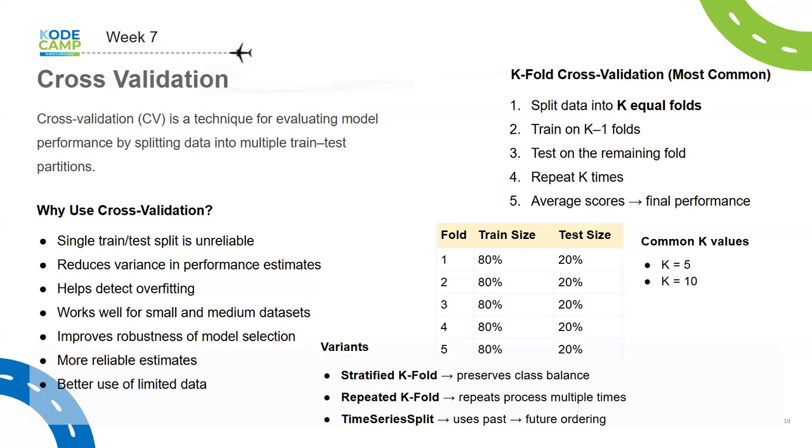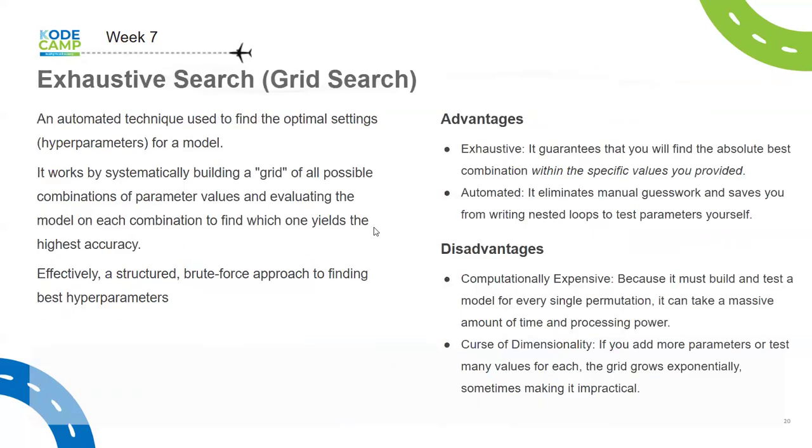Then you have a time series split. This is really useful for time series data. So you have to order it past to future when you are splitting. The chronology matters as well. Okay, so that is cross-validation.